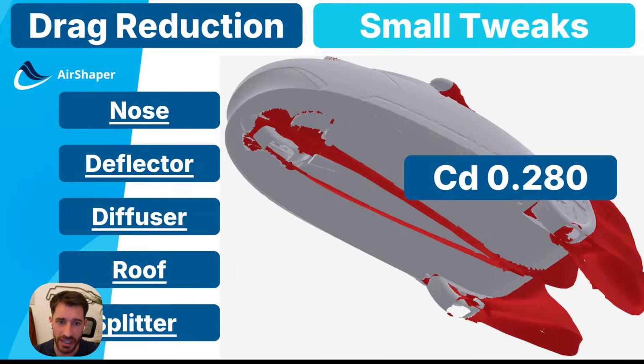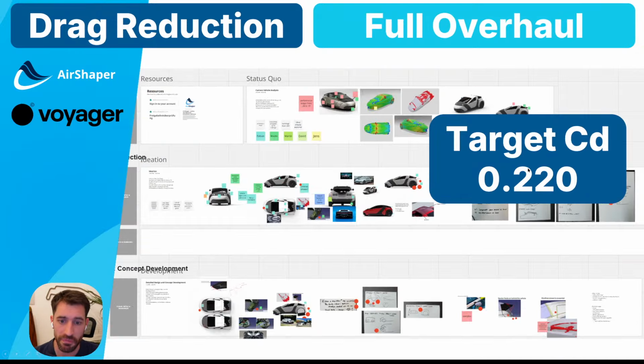Nevertheless, by tweaking the splitter, the diffuser, the mirrors to some extent, all of these small areas, well, large areas, but with limited freedom, resulted in a drag reduction of around 10%. We went from 0.311 to 0.28, which is already a very impressive improvement, but it was not enough. The goal was to go to 0.22, which is extremely aggressive, especially for a car with this layout. So we went to work.